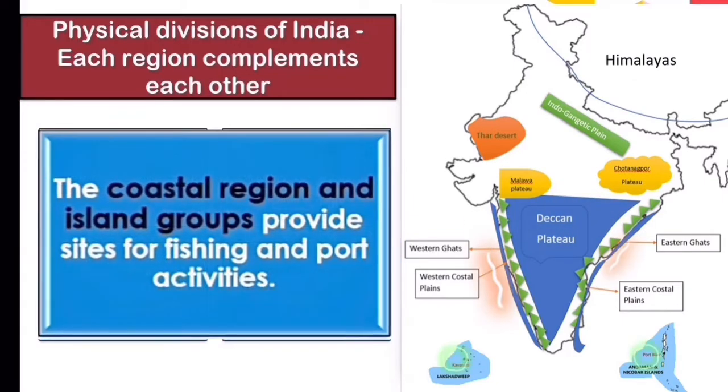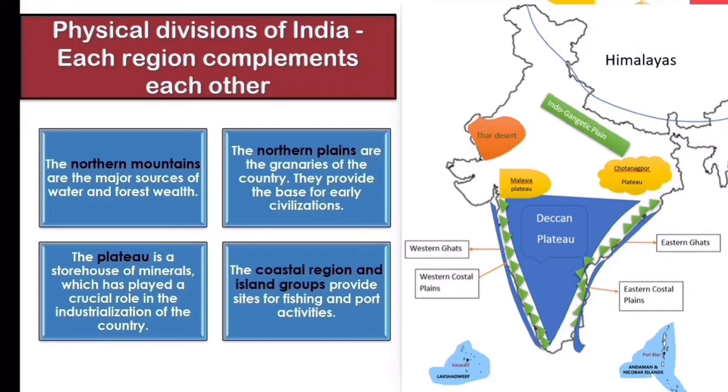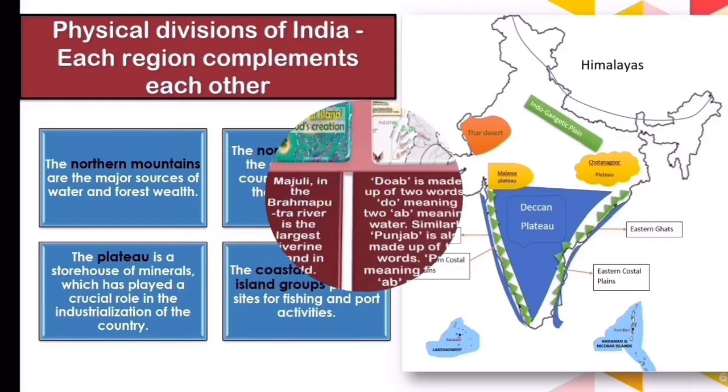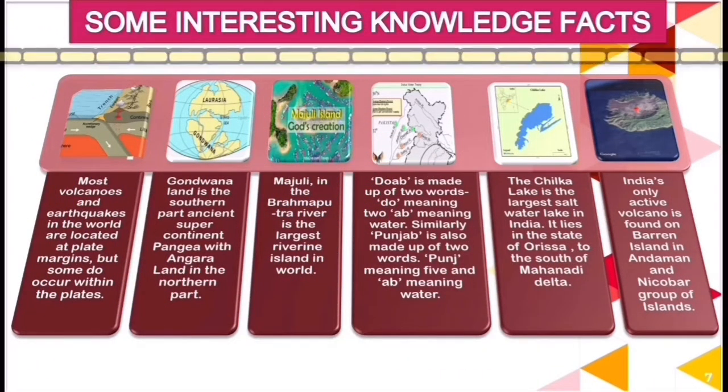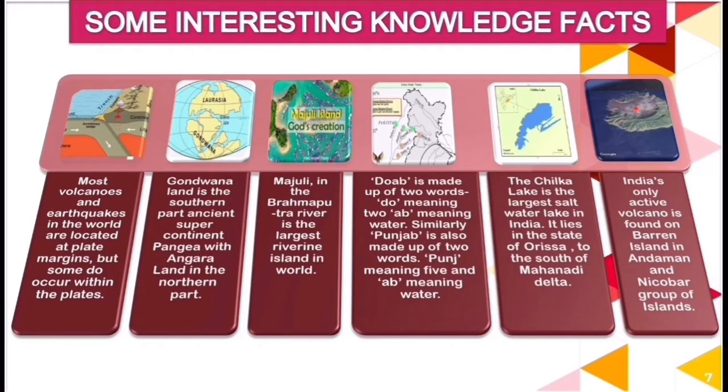While the coastal plains and the island groups provide a site for fishing as well as port activities, because of which we can say that all the 6 physiographic divisions of the country are complementary to each other. Some interesting knowledge facts. By the end of the chapter, let's have a look at some of the interesting facts related to the chapter.